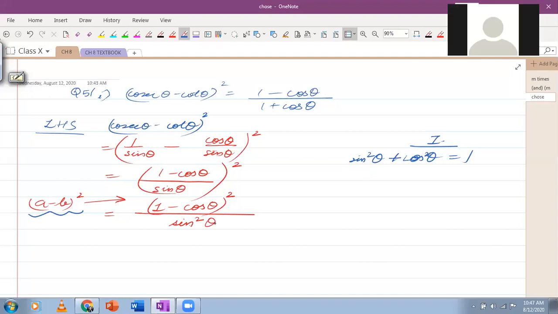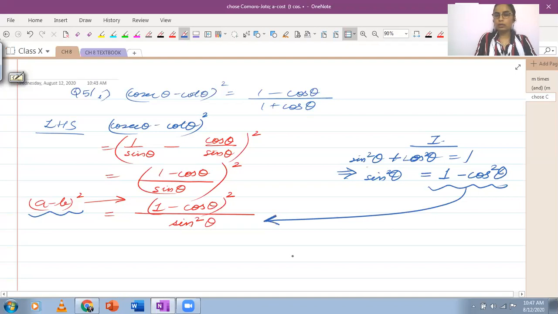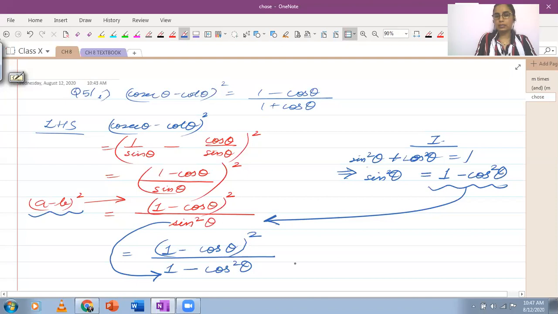Yes, ma'am. So I am going to use the value of sine from here. So I'm going to use this identity from here. Sine square theta can be written as 1 minus cos square theta. And I'm going to use this value here in the denominator. So my numerator is still 1 minus cos theta whole square. In the denominator, I've got 1 minus cos square theta. So sine square theta has now been replaced by this.